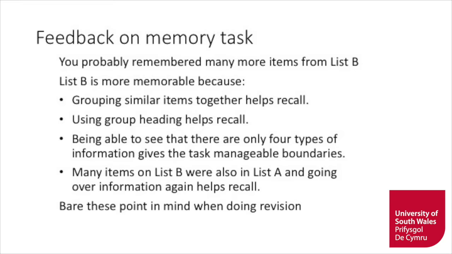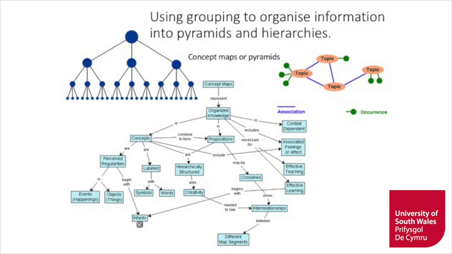Grouping similar items together can help recall and create subheadings. Having separate boundaries and more manageable tasks can also improve your memory capacity. So for example, we've touched on this before, you may use a whole array of different visual formats to help you link and remember: lists, bullet points, concept maps, hierarchies, pyramids, to actually help you remember this key information and topics.